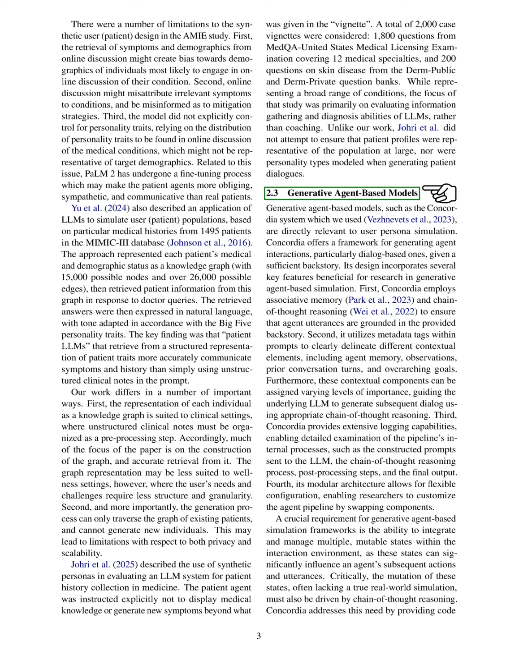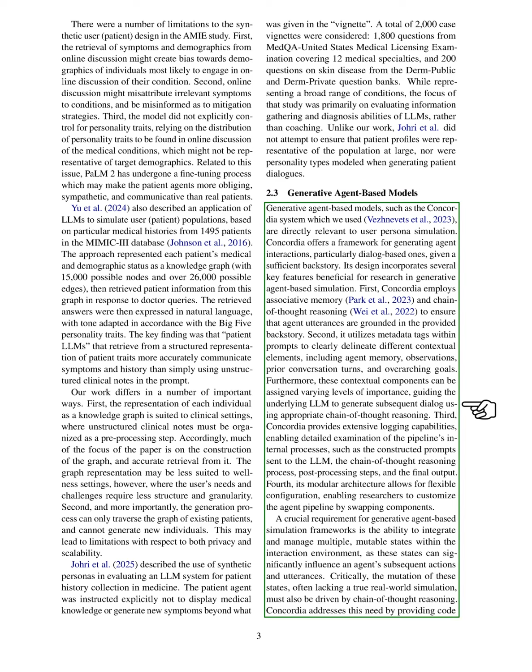Section: Generative Agent-Based Models. In this section, we discussed generative agent-based models, specifically the Concordia system we utilized for simulating user personas. Concordia provides a framework for creating agent interactions, especially dialogues, based on a detailed backstory. It has several important features for our research.